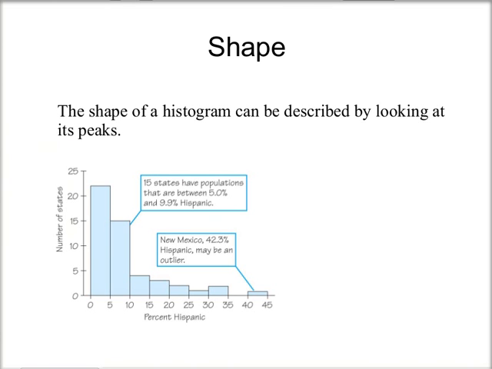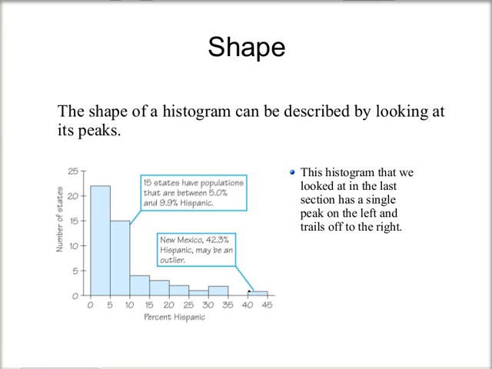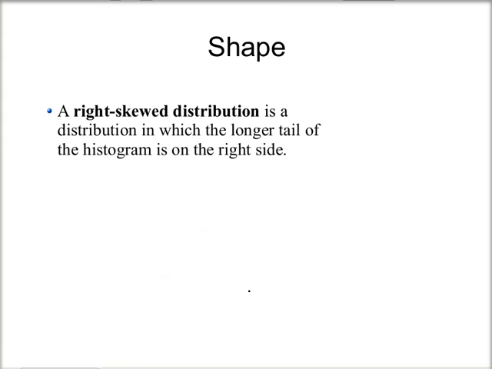First, the shape. The shape of a histogram can be described by looking at its peaks. So if we look at this histogram that we saw from the last section, we can see that it's got a high peak here on the left, and then it kind of trails off to the right. Alright, so that's the shape of that histogram, and there are some words that we can use to describe shape.